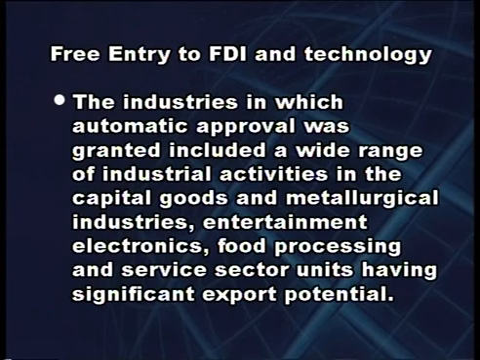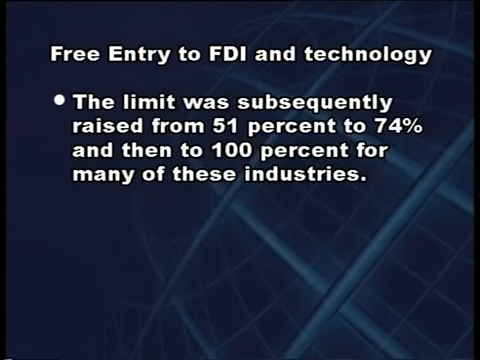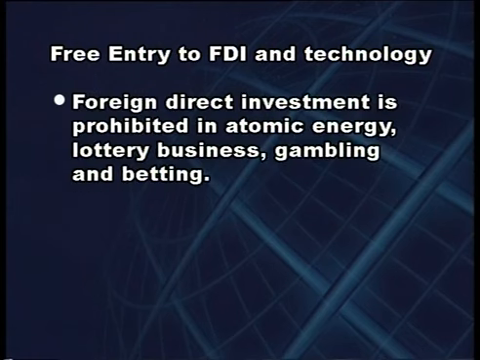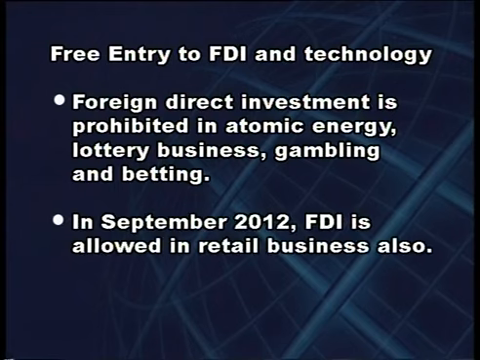The industries in which automatic approval was granted included a wide range of industrial activities in the capital goods and metallurgical industries, entertainment electronics, food processing and service sector units having significant export potential. The limit was subsequently raised from 51% to 74% and then to 100% for many of these industries. Foreign direct investment is prohibited in atomic energy, lottery business, gambling and betting. In September 2012, foreign direct investment was allowed in retail business also.